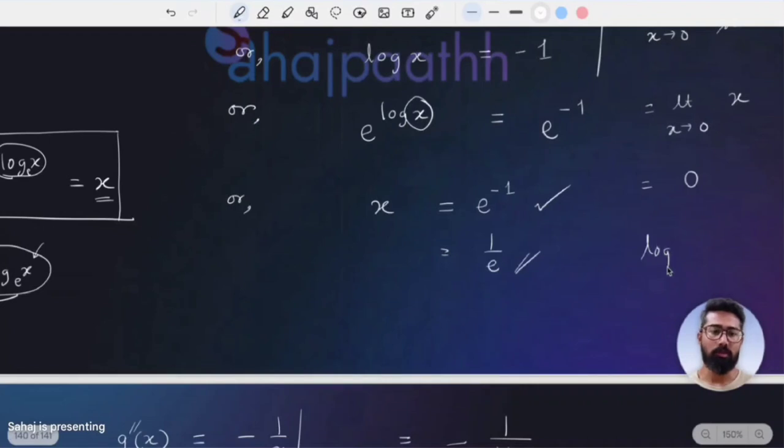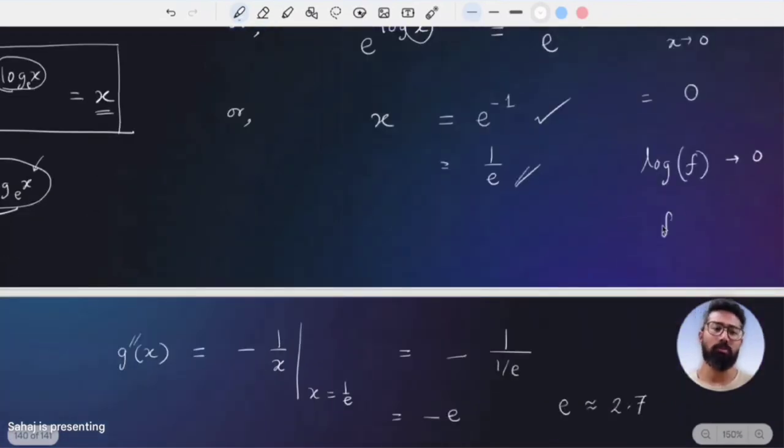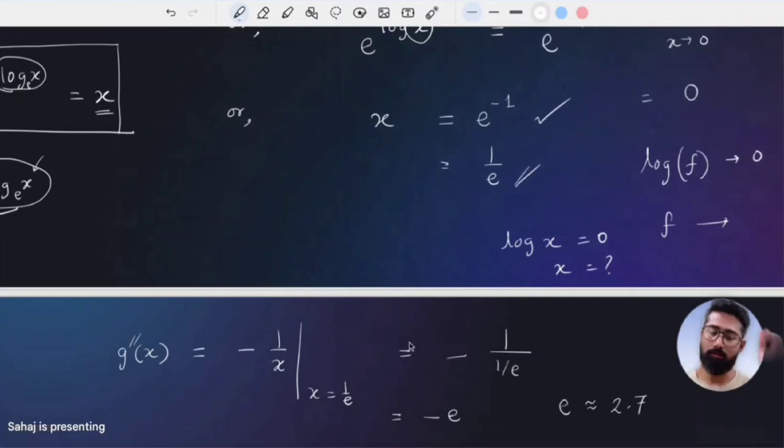So the log of this function goes to 0. So what does the function go to? At what value of the function is the log of it 0? I'm saying that log x equals 0. So what is x? How do you solve these equations? We take the antilog. Antilog of 0 is 1.